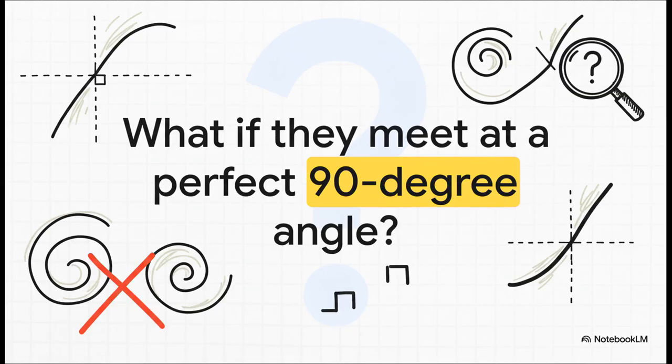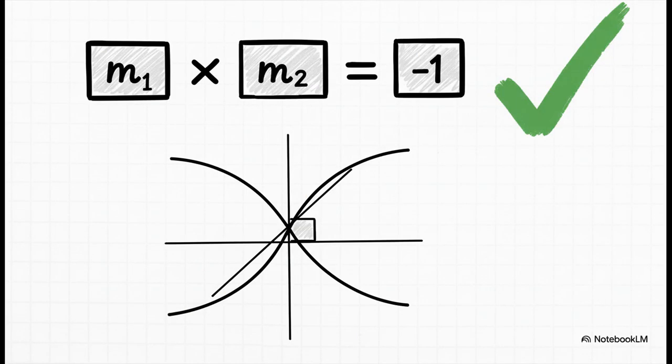Now, that brings up a really neat special case. What if the curves don't just cross, but they meet at a perfect right angle? Is there maybe a simpler way to check for that? Oh, you bet there is. And it is so simple. We call it an orthogonal intersection. If you take the two tangent slopes, m1 and m2, and multiply them together, and the answer is exactly -1, that's it. You've proven they meet at a perfect 90-degree angle. It's an incredibly fast and powerful test.